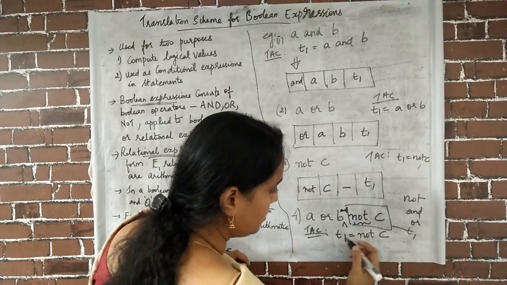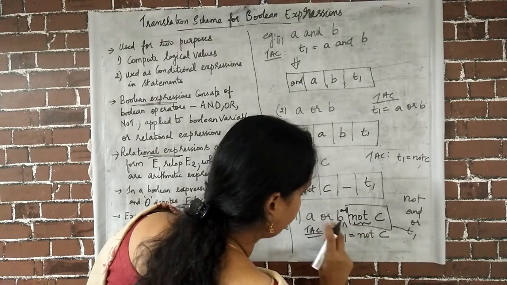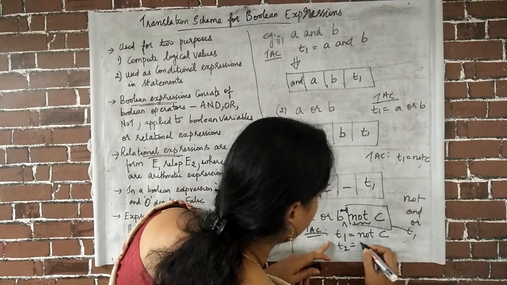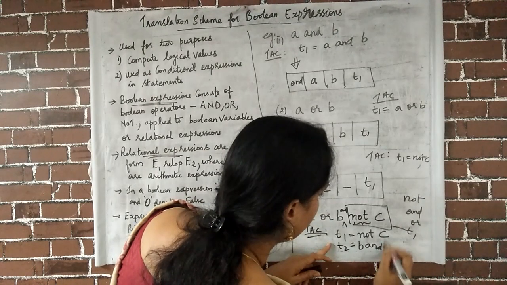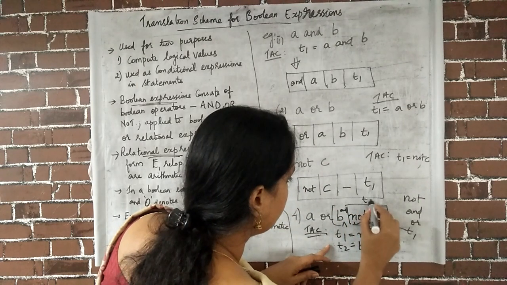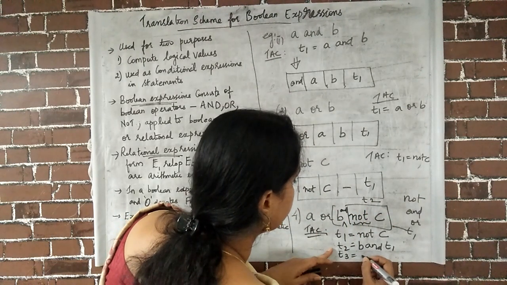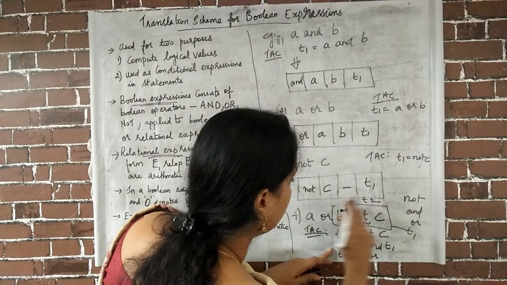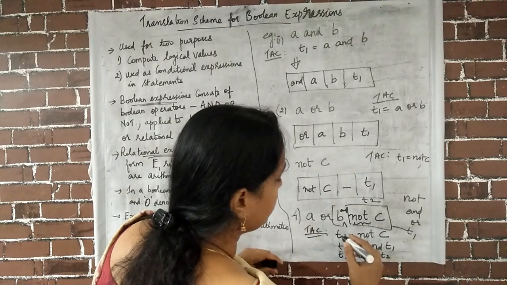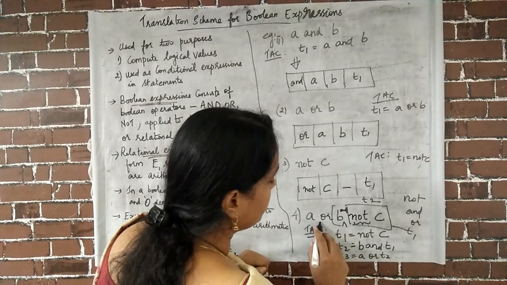So not C is now available in T1. Then the and operator has the next precedence, so T2 is equal to B and T1. The entire result is now available in the temporary variable T2. Then we perform the or operation: T3 is equal to A or T2. So this is the three-address code for this particular expression.